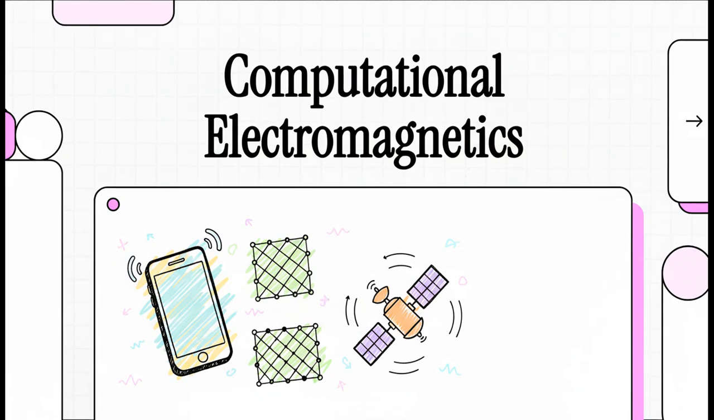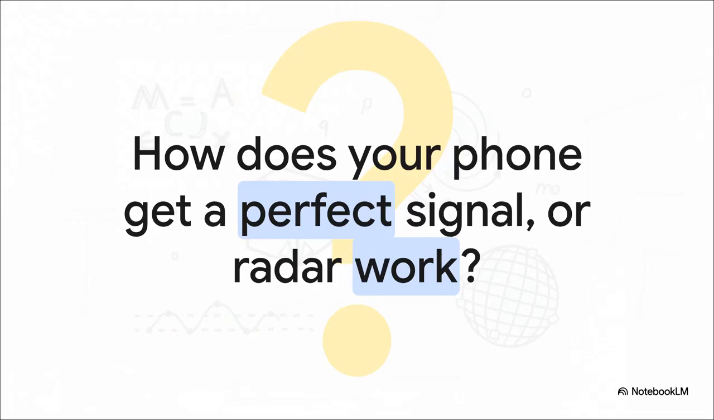Welcome to The Explainer. Today, we're going to decode these super powerful computer simulations that make so much of our modern tech possible. Everything from the phone in your hand to the satellites way up in orbit. I mean, it all comes down to controlling these invisible electromagnetic waves. But trying to predict how those waves are going to bend, reflect, and interact with complex stuff, well, that isn't just difficult. For a long time, it was pretty much impossible.